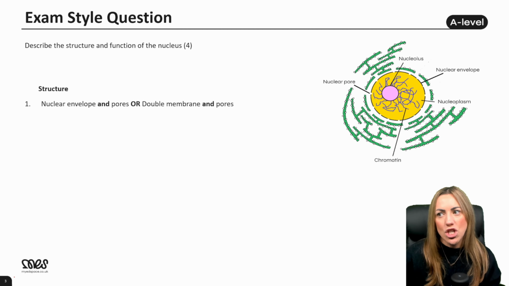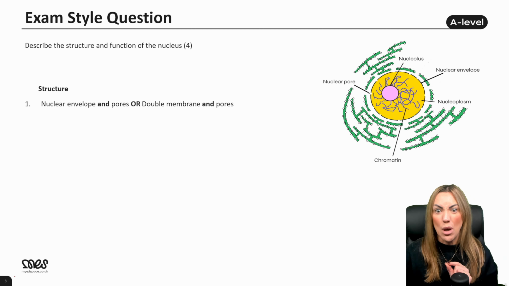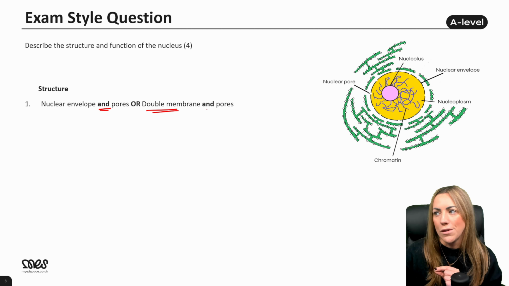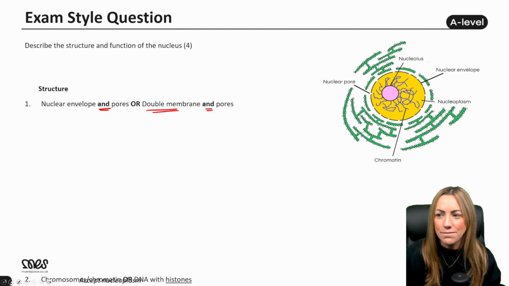In terms of structure, we can get 1 mark if we say there's a nuclear envelope with pores. You did have to say both. Because and is in bold, you do have to say both. Or we can say the nuclear envelope is a double membrane with pores. But again, you do have to say both to get that mark.